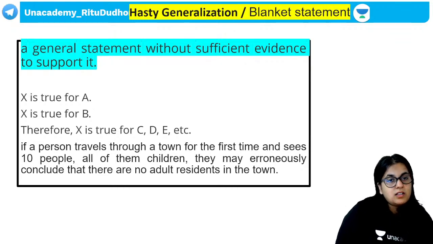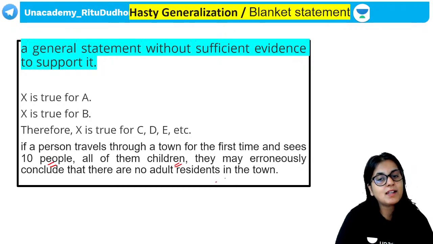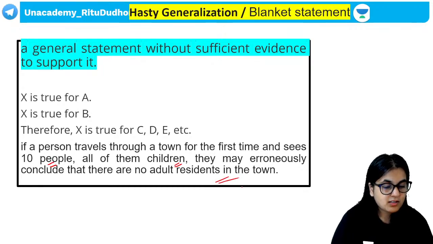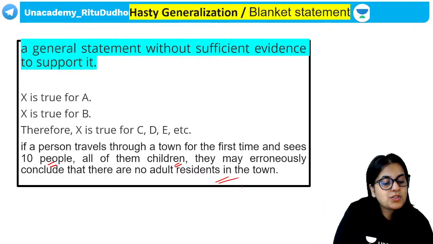Next one. General, if a person travels through a town for the first time and sees 10 people and all of them are children, you conclude that अरे इस गांव में तो सभी बच्चे हैं. This happened with me once. I was going with someone and the person says that there's a dog on every street. There are so many street dogs, and you just assume that the city is filled with street dogs. Okay, so you're generalizing. You're making a blanket statement. एक बार हो गया, दो बार हो गया तो आप बोल रहे हो हमेशा ऐसे ही होगा. एक जगह दिख गया, दूसरी जगह दिख गया तो आप बोल रहे हो कि हमेशा ऐसे ही दिखेगा.